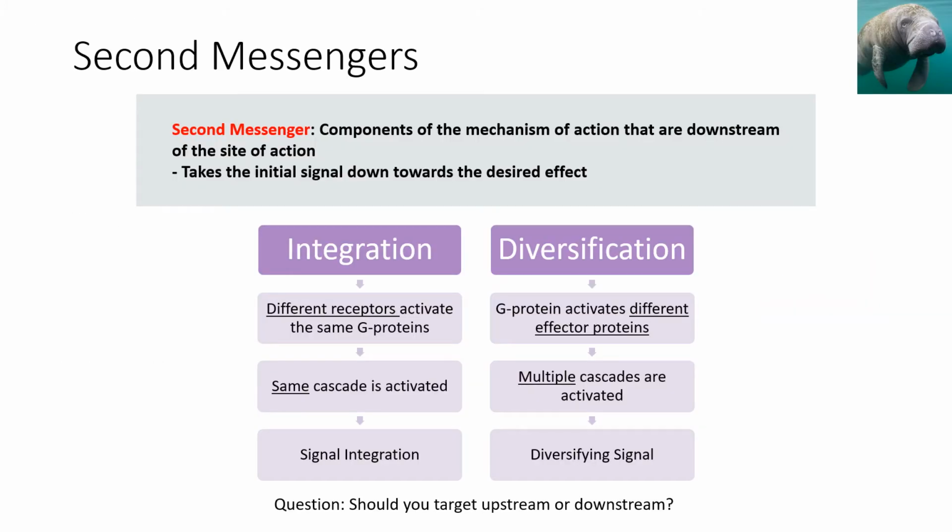And so the next part that I'd like to talk about are second messengers. Now, second messengers are components of the mechanism of action that are downstream from the site of action. So you get the site of action, then you get second messengers, and then you get the effect. And so it takes the initial signal down towards the desired effect. And so there are two very large ways that this can happen.